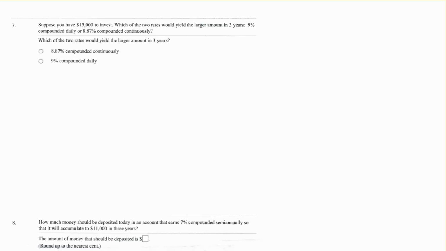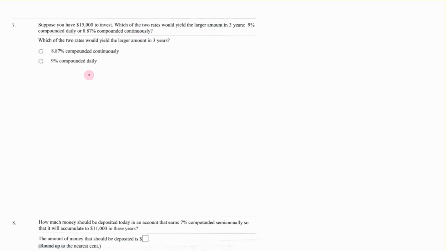All right. Now it says, suppose you have $15,000 to invest. Which of the two rates would yield the larger amount in 3 years? 9% compounded daily, or 8.87% compounded continuously. So we're going to compare different interest rates with different compounding periods or continuous. So I have two problems to do.